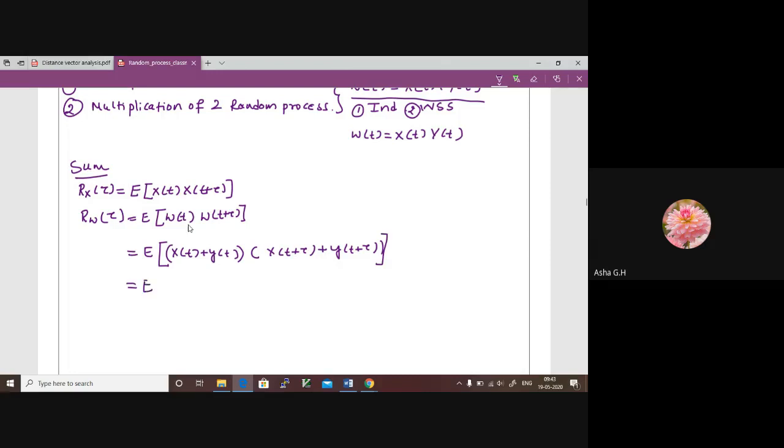So if they are independent random processes, you know what to do with the expectation. Before that, we will try to simplify this equation. So this will result in x of t into x of t plus tau, plus x of t into y of t plus tau. This should be capital Y of t plus tau. Plus y of t into x of t plus tau, plus y of t into y of t plus tau.